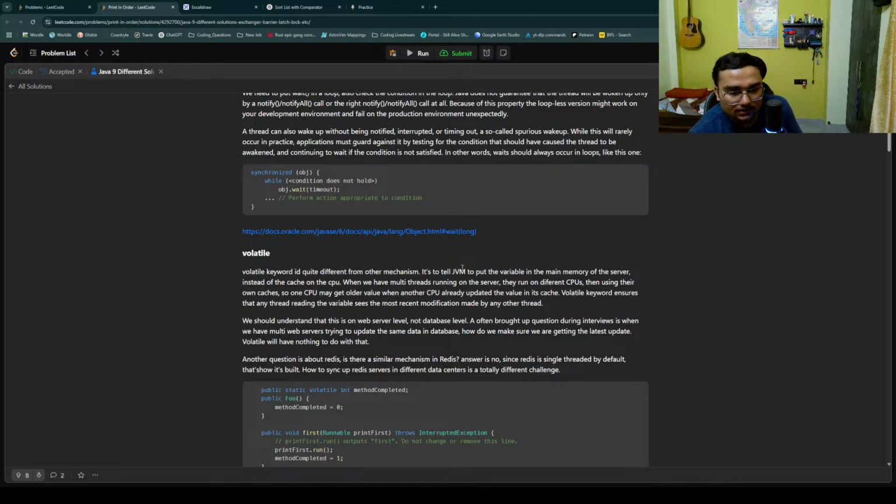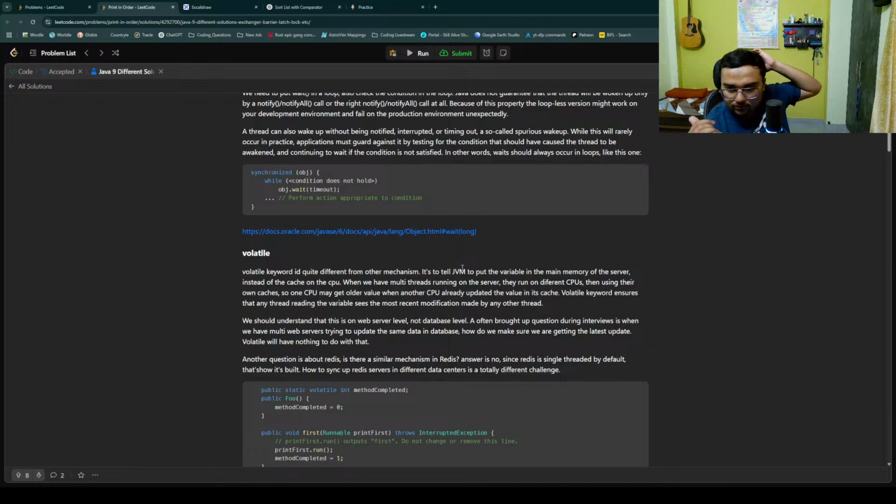The volatile keyword is quite different from other mechanisms. It tells the JVM to put the variable in the main memory of the server instead of the cache of the CPU. When we have multiple threads running on the server, they run on different CPU cores, I think, each using their own caches. So one CPU may get an older value when another CPU has already updated the value in its cache. The volatile keyword ensures that any thread reading the variable sees the most recent modification made by any other thread. We should understand that this is at the web server level, not the database level.